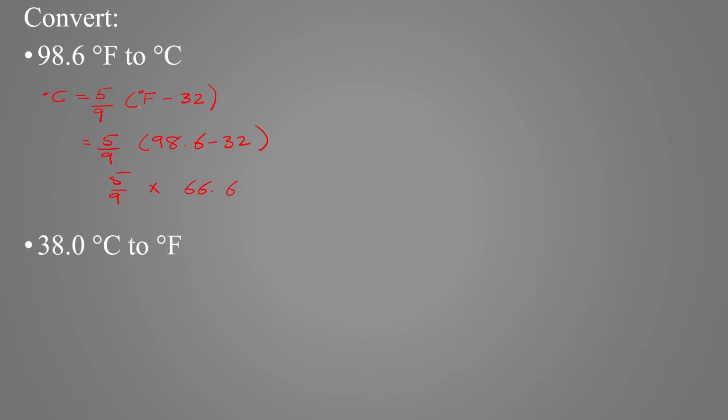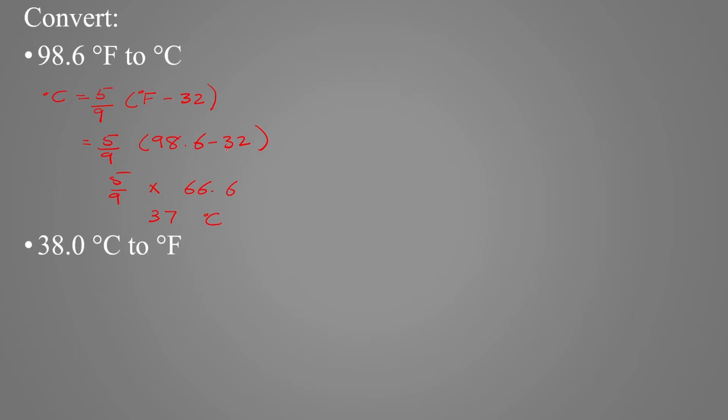You have to be careful about the brackets and the order of operation. Okay, so this is the answer that I have on my calculator, and now we will do our sig fig check. For sig fig, you know that this 5/9 is an exact number and 32 is an exact number. The only measurement that I have is 98.6.